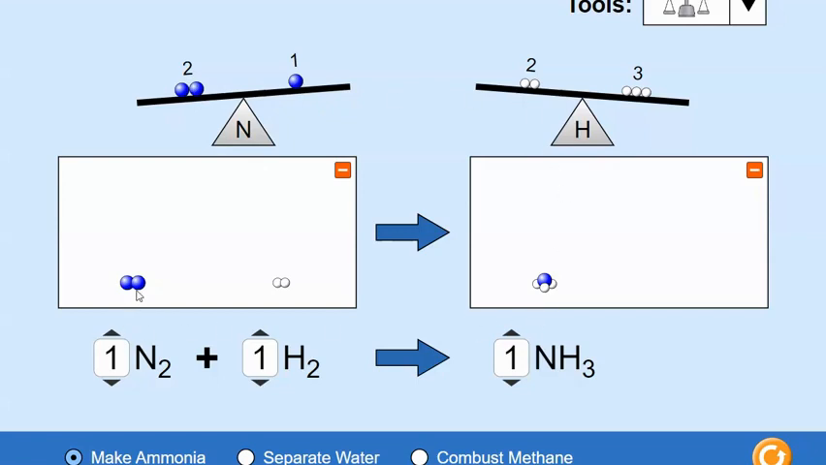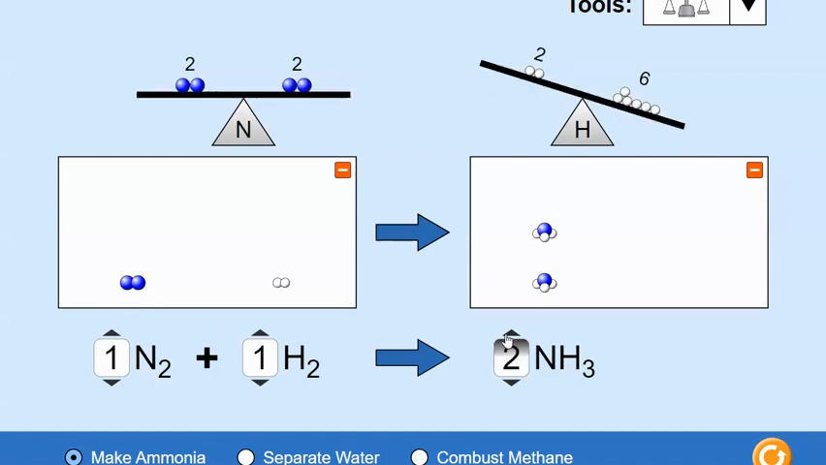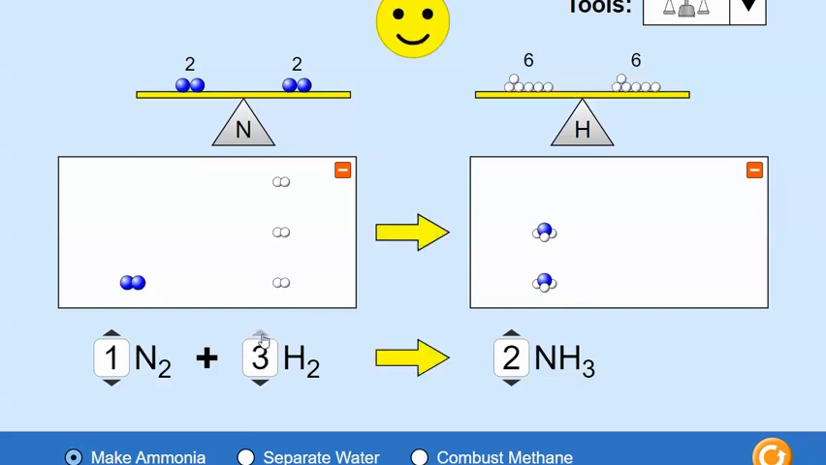So if I have two nitrogens over on the left, I need to have two nitrogens on the right. So I'm going to add two. But by adding another nitrogen, I'm going to add a bunch of hydrogens. Balancing is going back and forth to make everything equal on both sides. The number doesn't have to be the same. So now I have 6 hydrogens over here on the right side. So if I go back over here, I have 2, 3, 4, because they come in pairs, 5, 6.